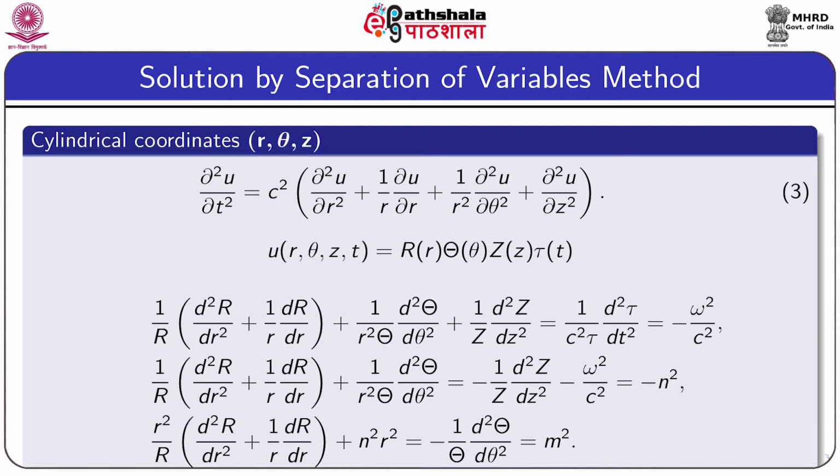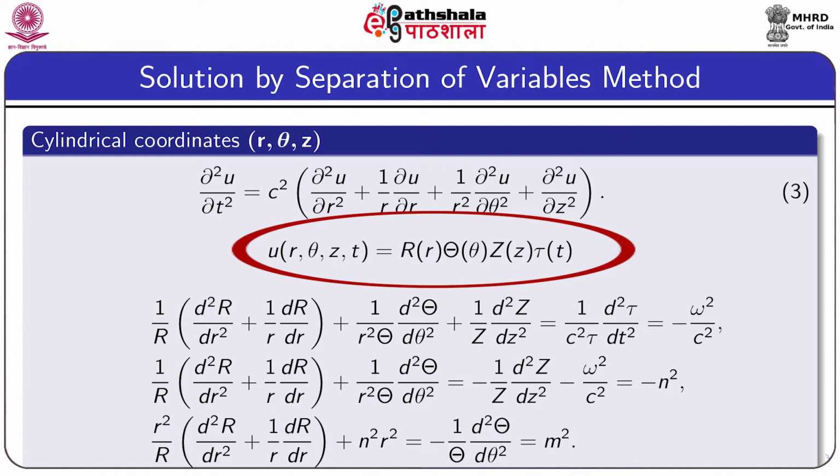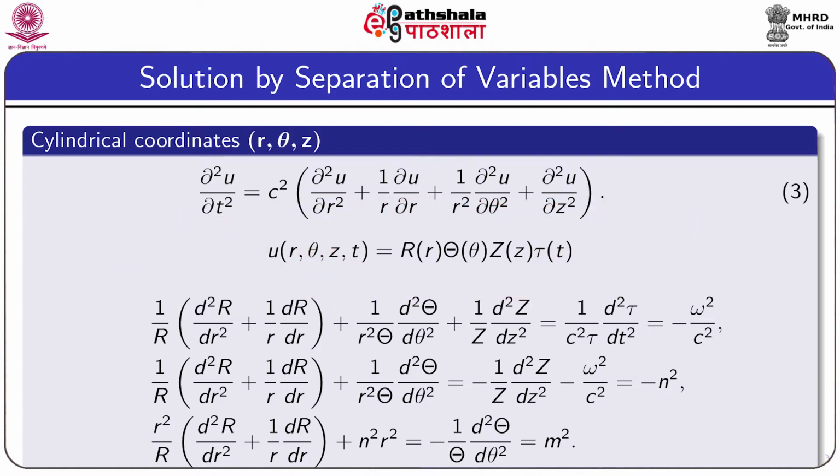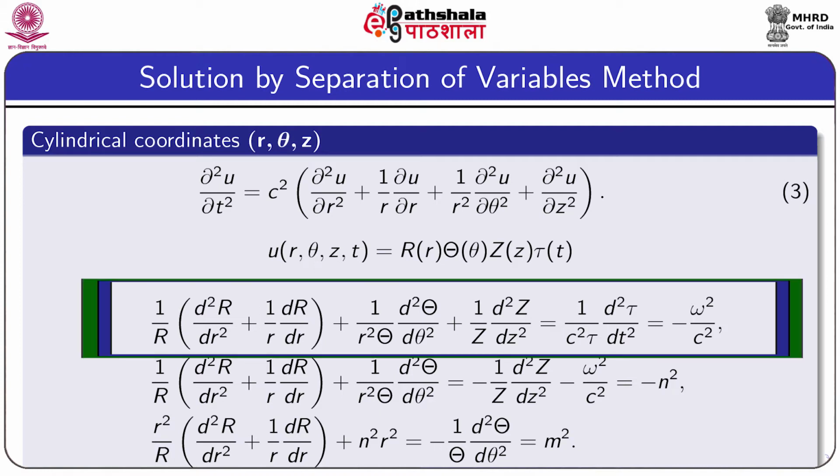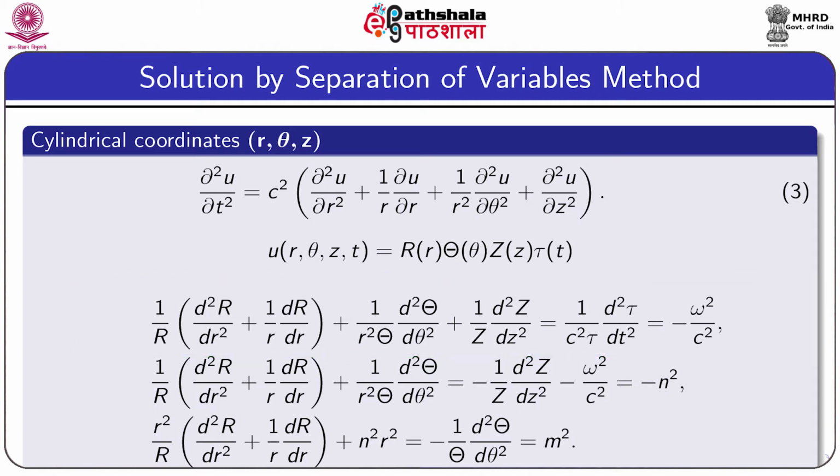Now, to apply the separation of variables method, we write the solution u as a product of capital R, capital Theta, capital Z and Tau, and we substitute this solution into equation 3 and obtain the relation: 1 by R d2R/dr square plus 1 by r dR/dr plus 1 by r square Theta d2Theta/dtheta square plus 1 by Z d2Z/dz square equals 1 by c square Tau d2Tau/dt square.